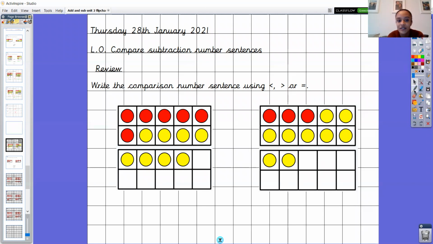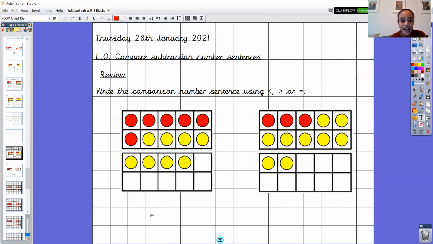So I've got 1, 2, 3, 4, 5, 6 red counters in the first ten frame. And I've got 1, 2, 3, 4, 5, 6, 7, 8 yellow counters. We're going to find out what the answer to 6 add 8 is. I've got 10 up here, I'm going to put that in my head. I'm going to count on from 10, 11, 12, 13, 14. So 6 add 8 gives me 14.